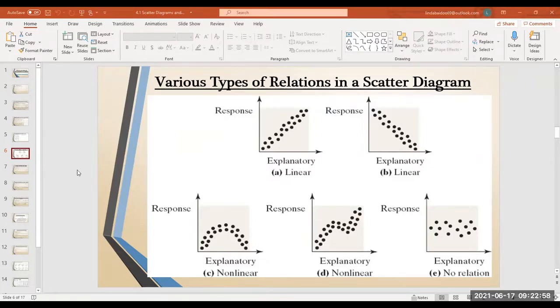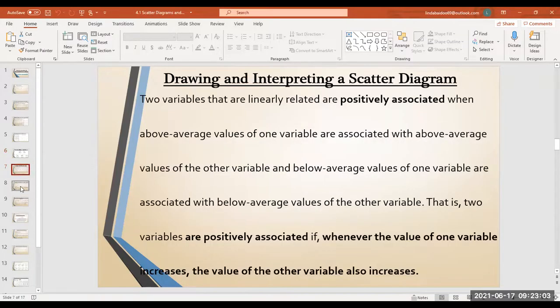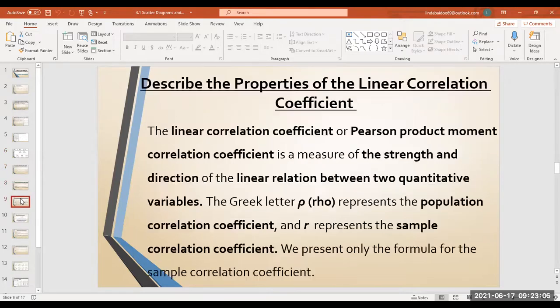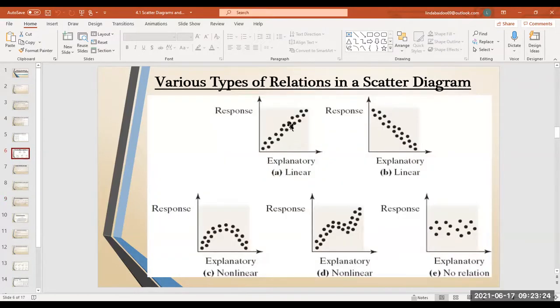If we want to start making sense of it, we also need to look at what we call the correlation coefficient, and how to describe the properties of the linear correlation coefficient. When we say linear correlation coefficient, it tells us about the strength and direction of the linear relation. We have seen that the first two are linear, so it's a line, and this is also a line. But if you want to know the strength of this line, if you want to know the direction, you can look at this and see that this is positive. So positive is the direction.